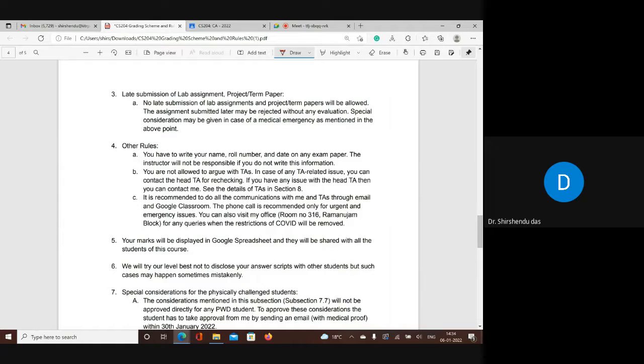So if you make this type of mistake, it won't be the instructor's responsibility, because it is highly possible that your exam paper will be lost and we cannot trace it. So it is your responsibility to write all the details like name, roll number, which exam you are attempting, and the date. All these things are important.